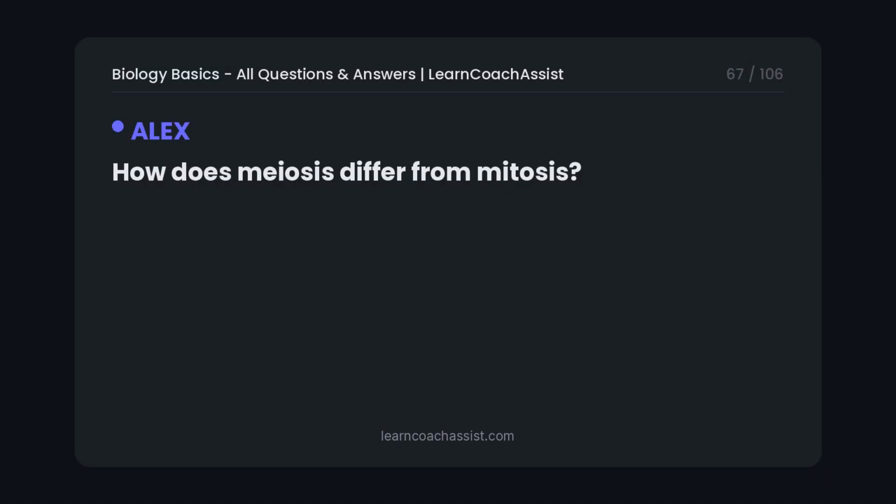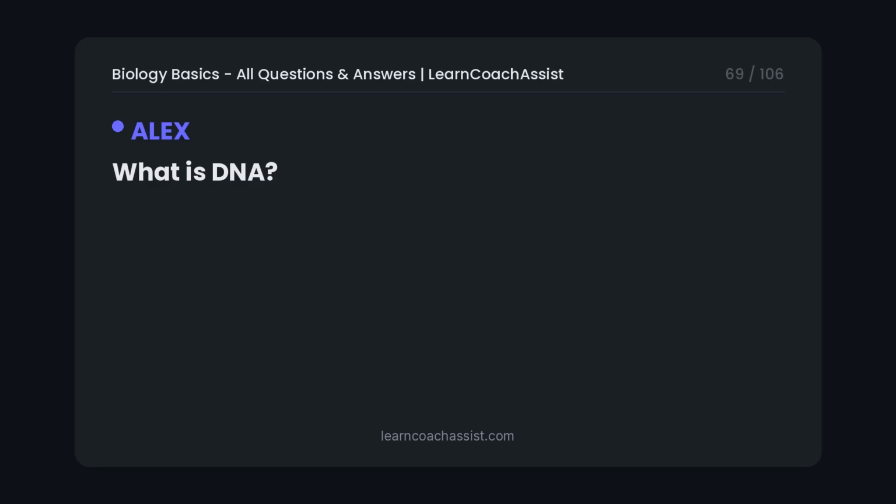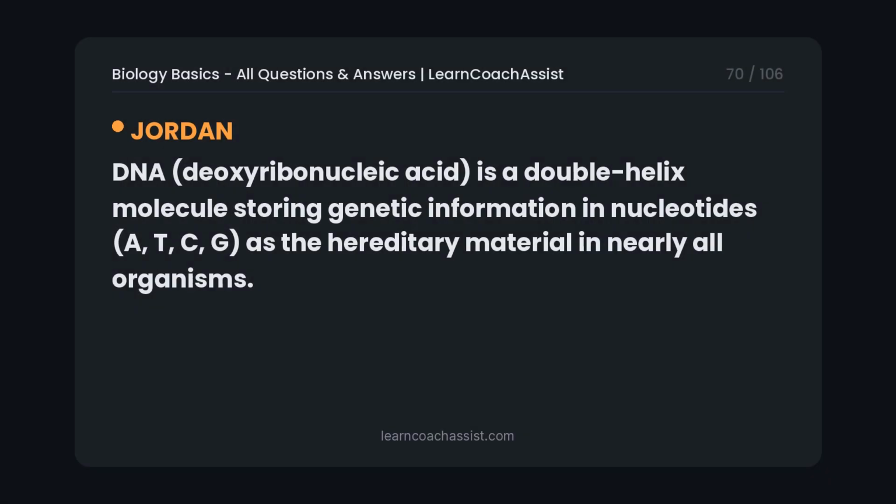How does meiosis differ from mitosis? Mitosis produces two diploid identical cells. Meiosis produces four haploid genetically diverse cells with crossing over and independent assortment. What is DNA? DNA, deoxyribonucleic acid, is a double helix molecule storing genetic information in nucleotides A, T, C, G, as the hereditary material in nearly all organisms.